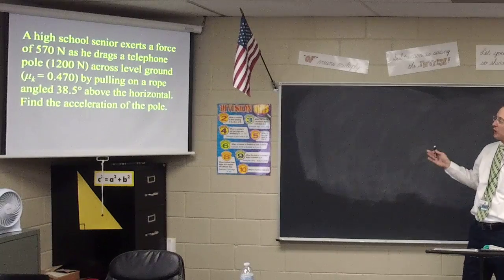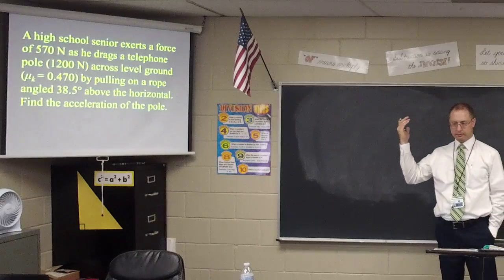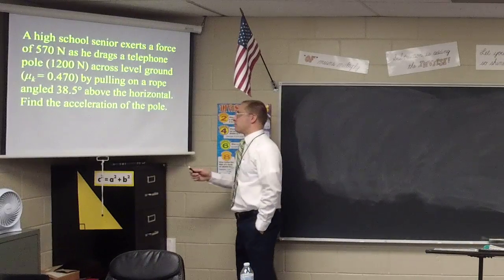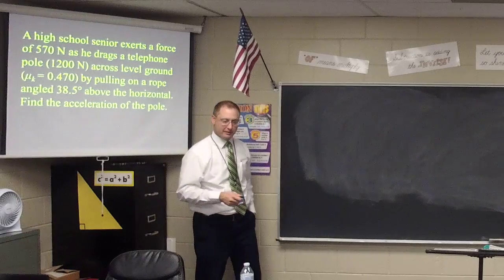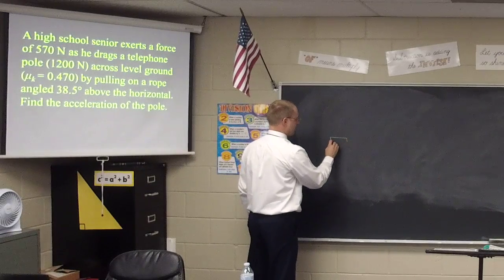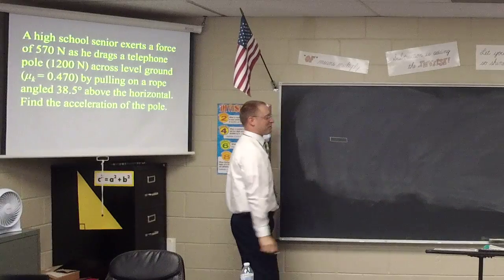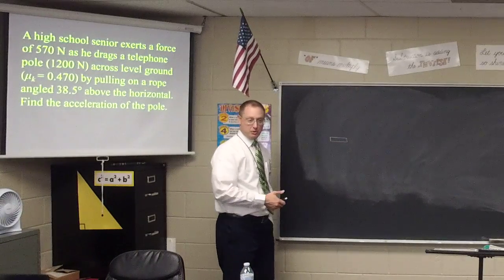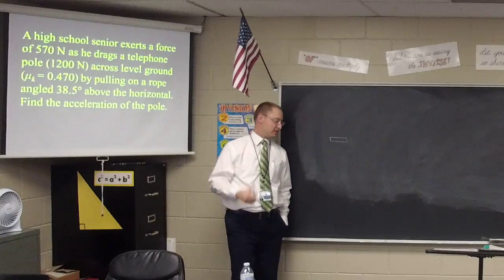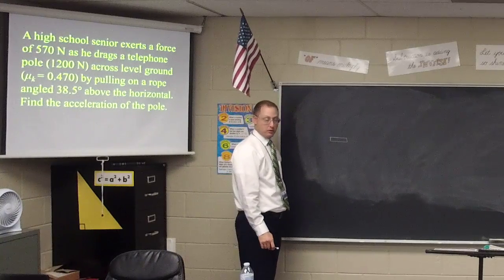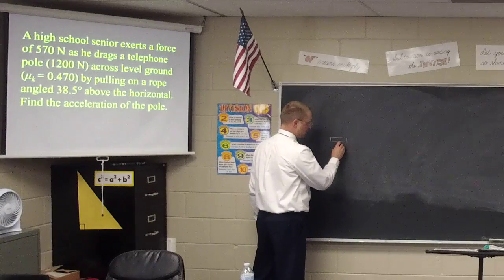All right, so first things first, we need to draw our free body diagram. I should start by drawing the pole, the telephone pole. How should I draw it? Skinny box. Skinny box, okay? That's my telephone pole. And then I need to draw a bunch of arrows, which represent all of the forces. What's one force that acts on the telephone pole? The weight acts straight down.